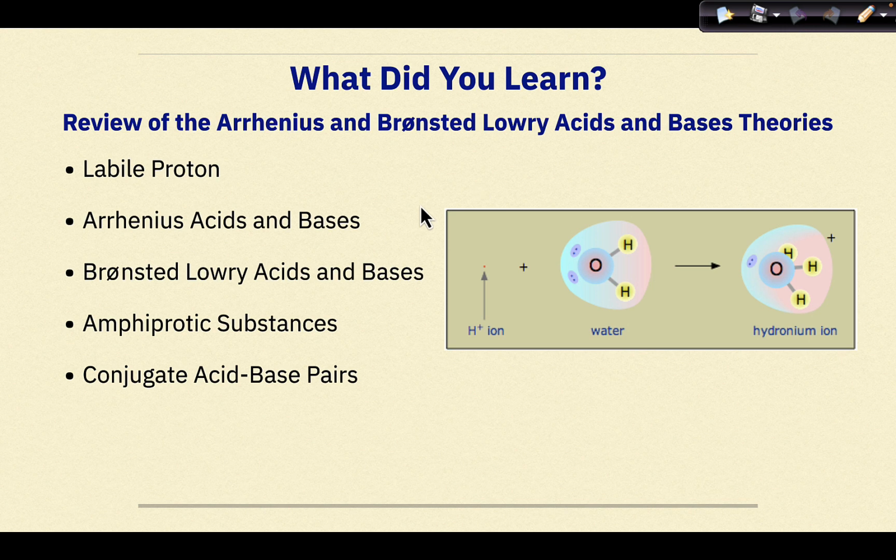So what did you learn in this tutorial? We talked about the definition of a labile proton and saw some examples. We reviewed the Arrhenius acid-base theory. We also reviewed the Brønsted Lowry acid-base theory. We talked about amphiprotic substances and then reviewed conjugate acid-base pairs.